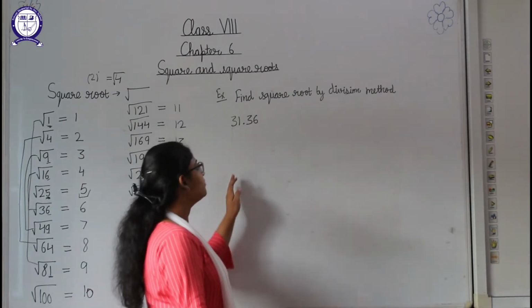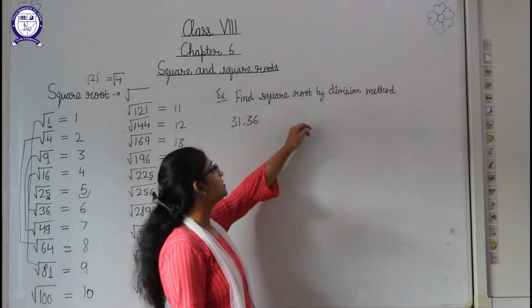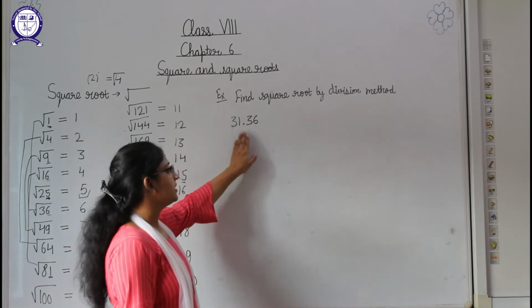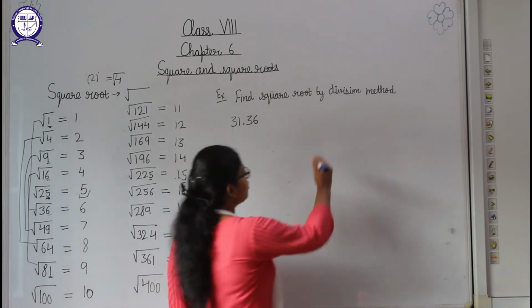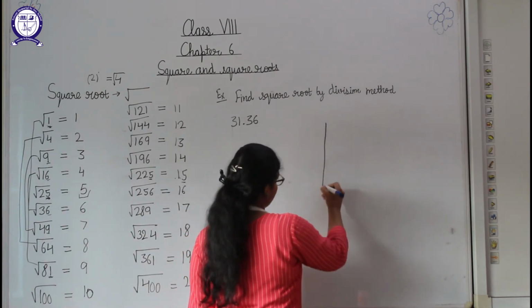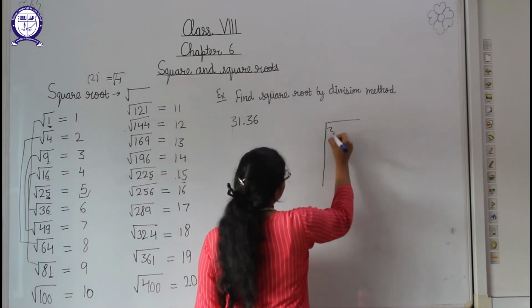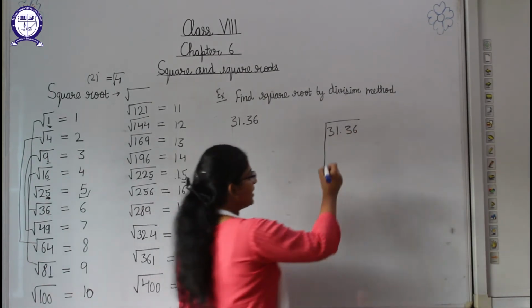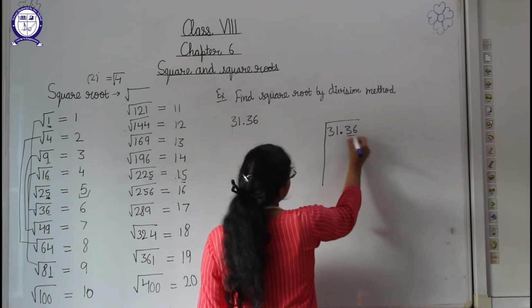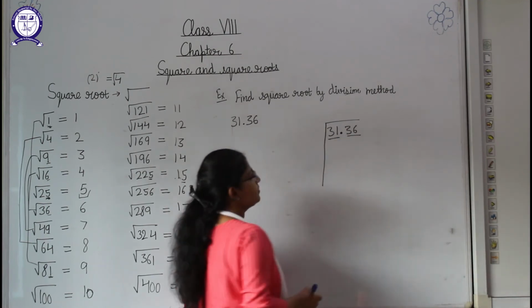Now students, we have to find out the square root by division method of a decimal number. Here 31.36 is given to us. This is a decimal number. So how will we do this? Here we will write like this. 31.36 is given to us. Again we will make the pair. So here 36 will be a pair and 31 will be a pair.